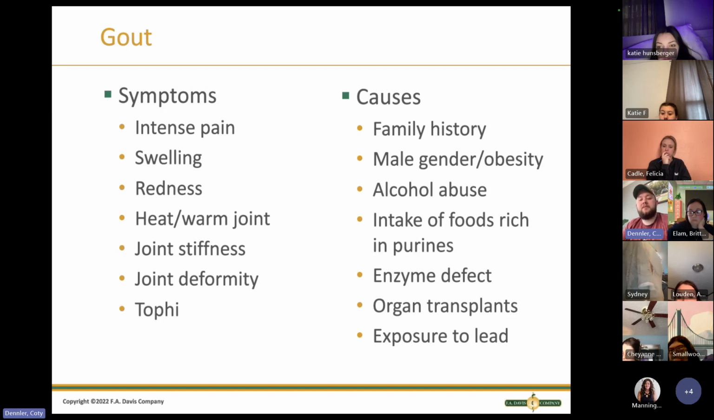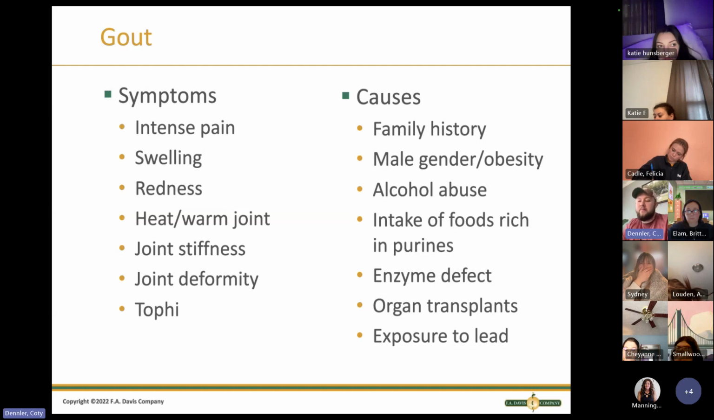You can have an enzyme defect in your body, or organ transplants can cause it, or exposure to lead. Now, those are a lot less common. Most of the time, you're going to hear of gout being caused by diet and health factors, being a male, being overweight. Those are much more common. So does eating those types of foods cause it to begin, or does that just cause it to get worse? It causes it to begin and have flare ups.